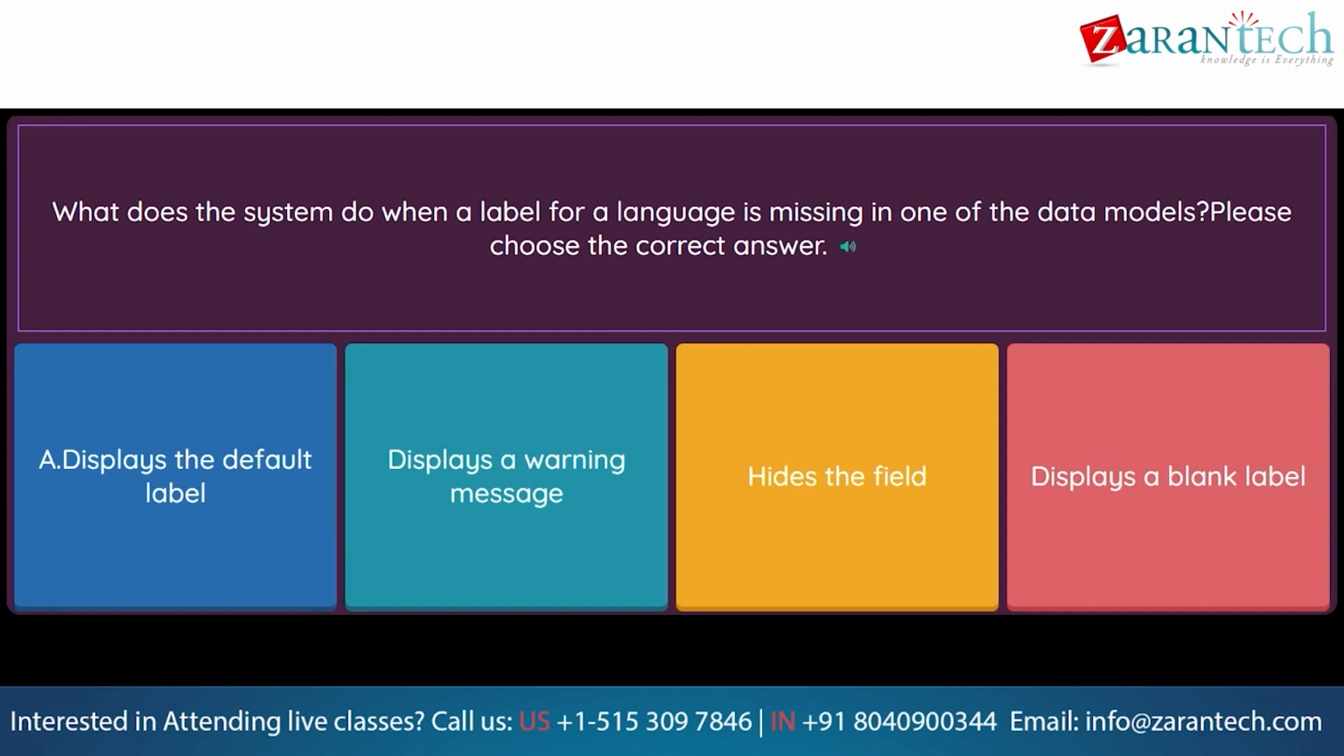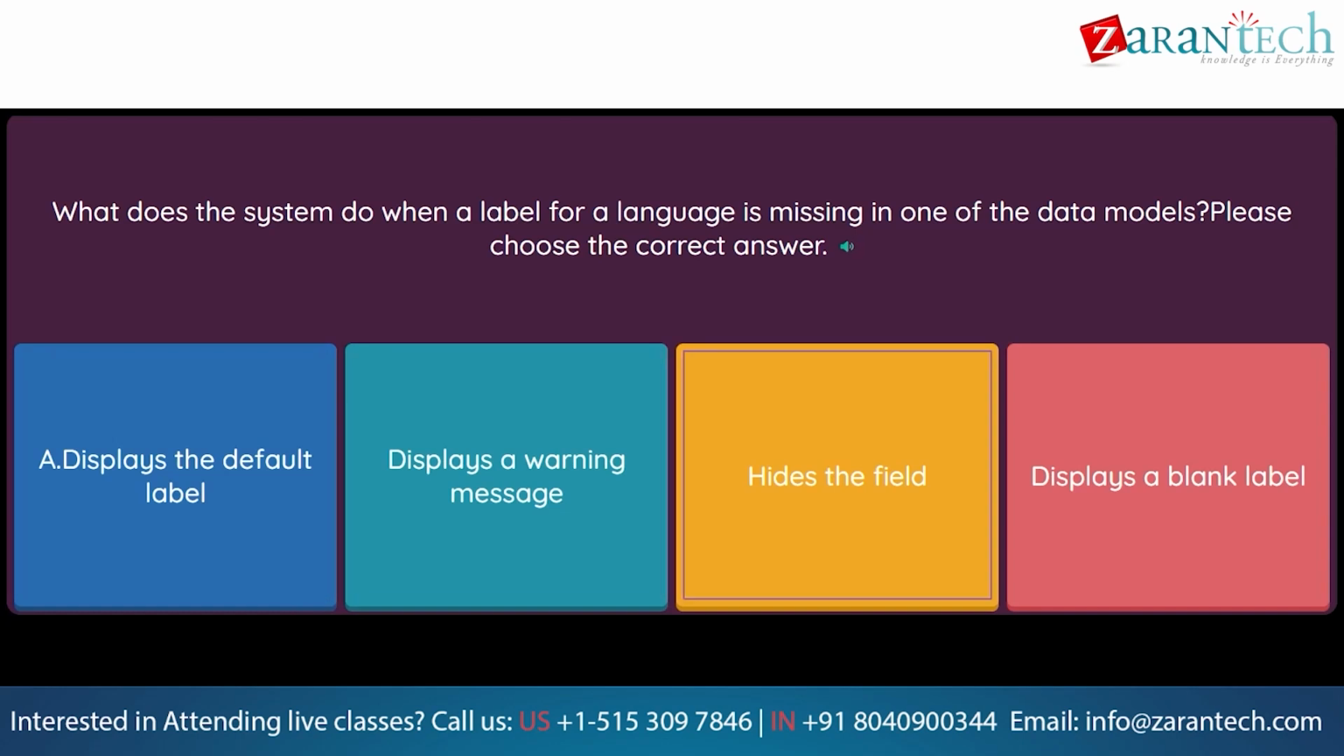Question: What does the system do when a label for a language is missing in one of the data models? Please choose the correct answer. Option 1 displays the default label. Option 2 displays a warning message. Option 3 hides the field. Option 4 displays a blank label.